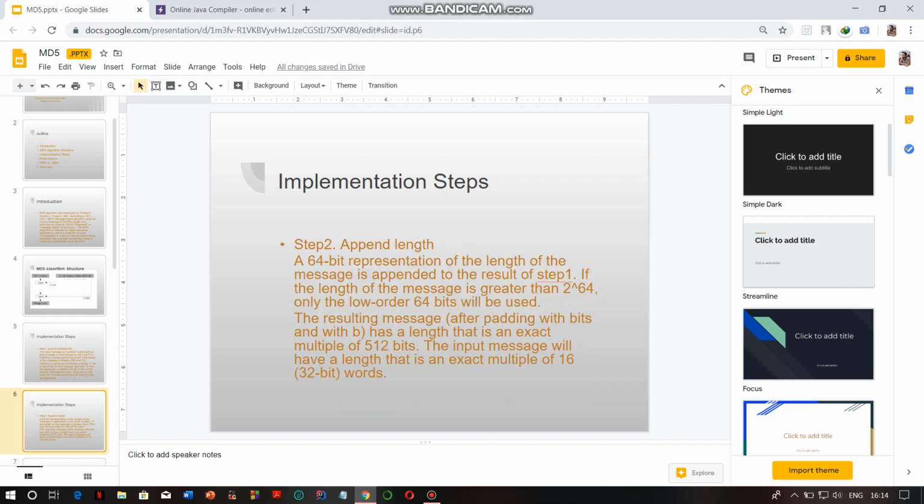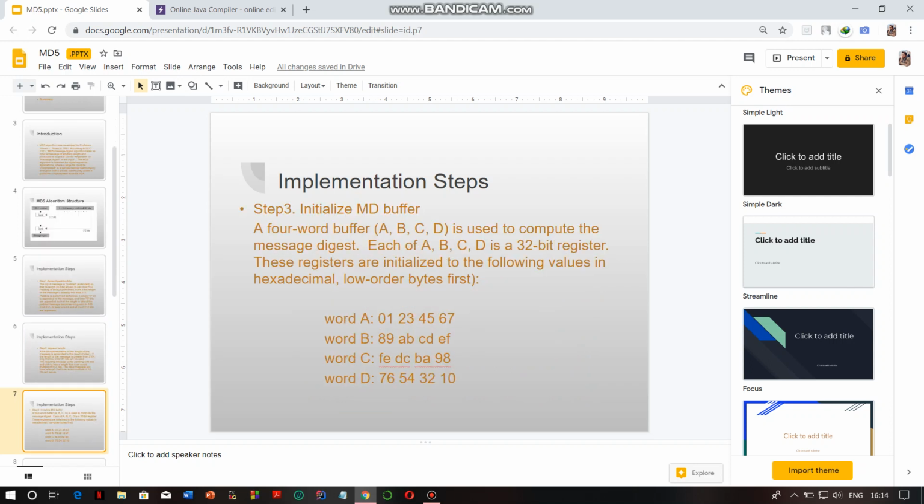Coming to the second step, that is appending the length. After padding, 64 bits are inserted at the end, which is used to record the length of the original input, modulo 2 to the power 64 to be precise. At this point, the resulting message has a length that is a multiple of 512 bits. Now, the third step, initializing the MD buffer. A four-word buffer A, B, C, D, as you can see on the screen, is used to compute the message digest. Each of A, B, C, D is a 32-bit register. These registers are initialized to the following values in hexadecimal.